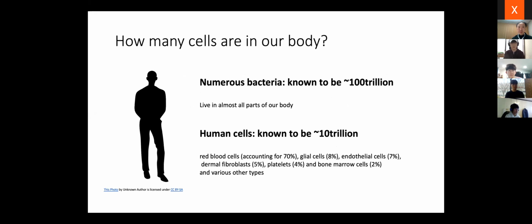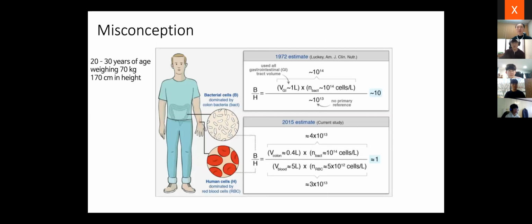So anyway, how many cells are in our body? There are known to be two types, numerous bacteria and human cells, known to be 100 trillion and 10 trillion respectively. Bacteria live in almost all parts of our body, including our saliva, colon, and intestines. Human cells are comprised mostly of red blood cells and other glial, endothelial, and various other types of cells. Scientists have constantly tried to track and measure the number of them.